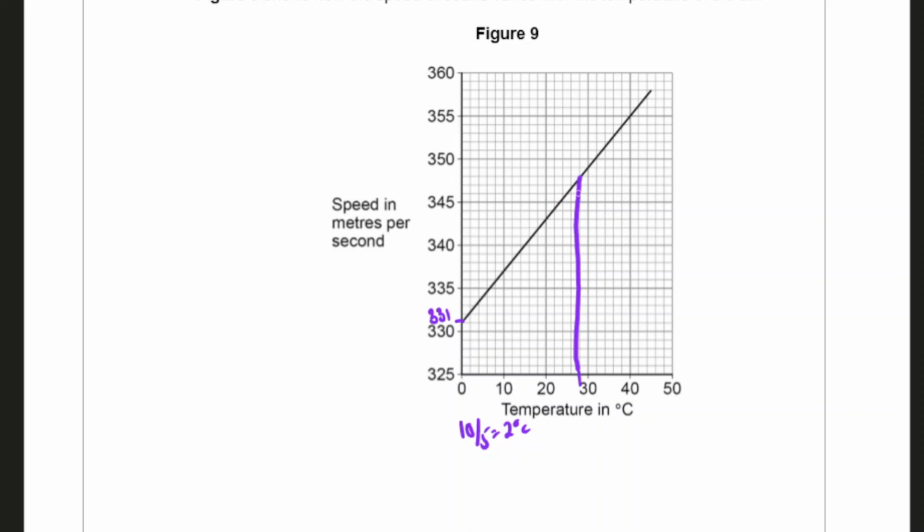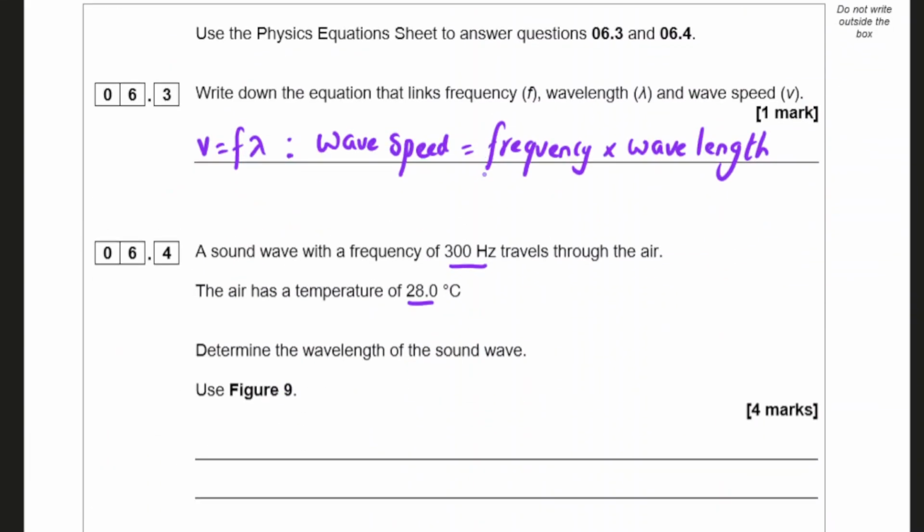I wish I could actually draw this line straight. There you go. And that's 345, 46, 47, 48, 348 meters per second. So let's use that value. So the speed at that is 348 meters per second. Now this value depends on how you draw the line. If you do get it wrong, you'll probably lose a mark, provided you do the other things correctly.